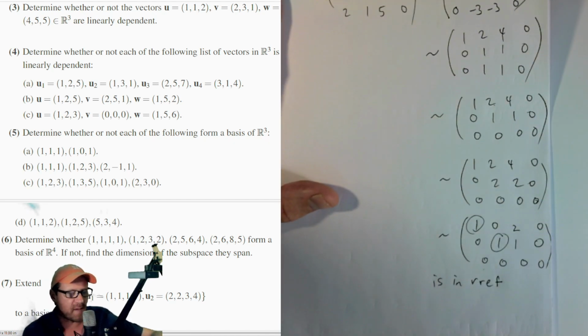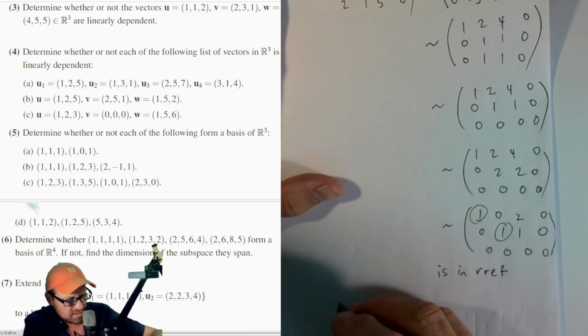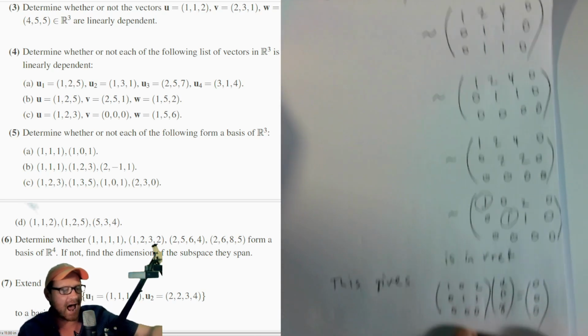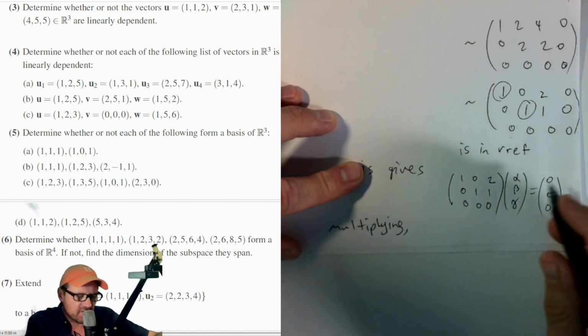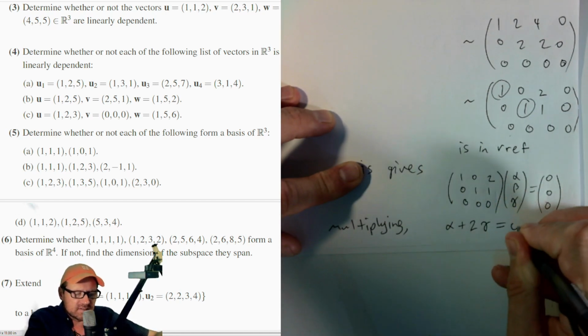Now let's go back to the matrix equation. Multiplying this out, we have 1 times alpha plus 2 times gamma. So alpha plus 2 gamma is 0.